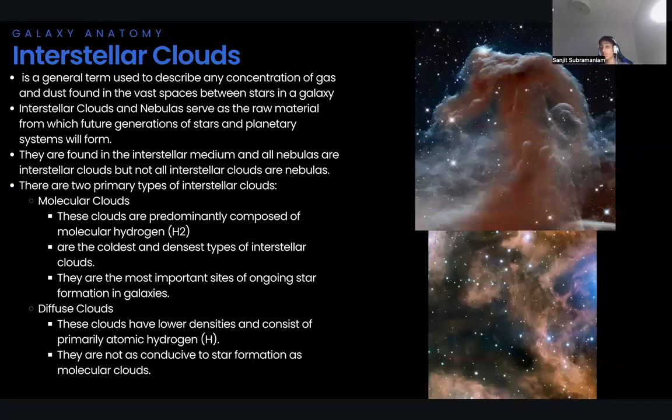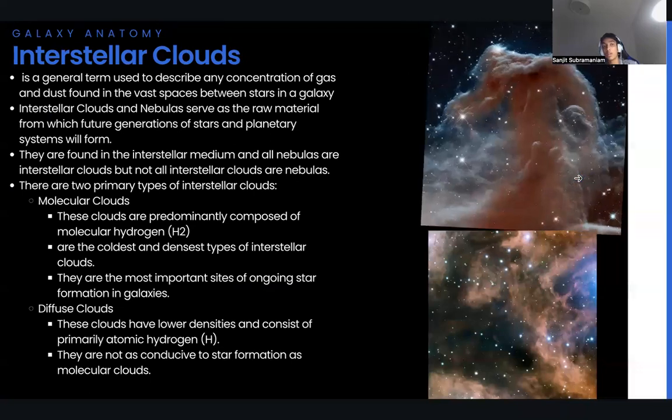Interstellar clouds are essential for the cycle of stellar life, from birth to death. So, from the birth of stars within them to the eventual return of matter back into space through stellar processes like supernovae. They also serve as the raw material from which future generations of stars and planetary systems will form.